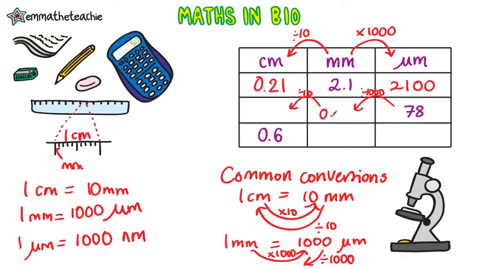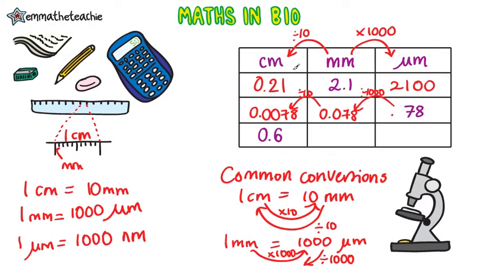So it's going to be 0.078 because we've moved our decimal point 1, 2, 3 times. It's going to get even smaller again. It's going to be 0.0078 when we turn it into centimeters.